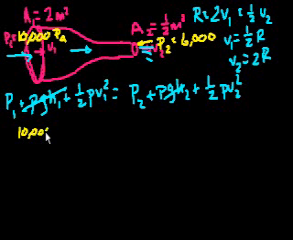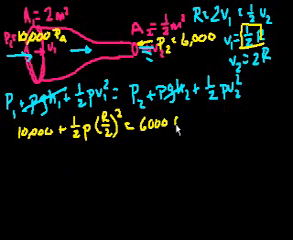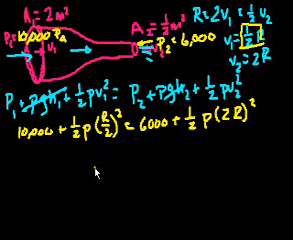10,000 pascals plus 1/2 rho times v1 squared. Well, what's v1? That's R over 2. We figured that out up here. So R over 2, squared, is equal to P2. Well, that's 6,000 pascals plus 1/2 rho times v2 squared. We figured out what v2 is. v2 is 2R, 2R squared. Let's just do some simplification.